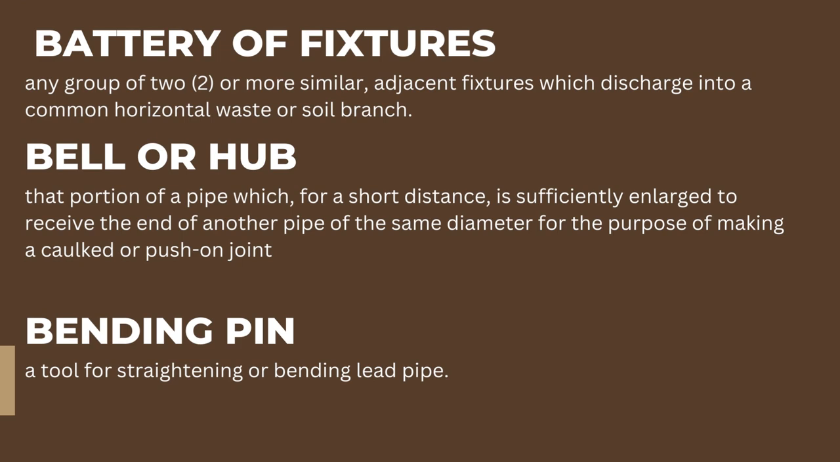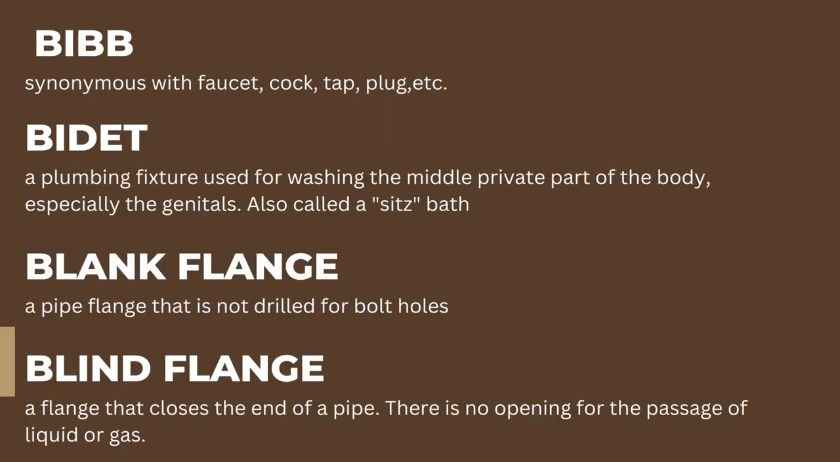Bell or hub. Bending pin. A tool for straightening or bending lead pipe. Bending pin. Bib. Synonymous with faucet, cock, tap and plug. Bib. Bidet. A plumbing fixture used for washing the middle private part of the body, especially the genitals, also called a sitz bath. Bidet. Blank flange. A pipe flange that is not drilled for bolt holes.